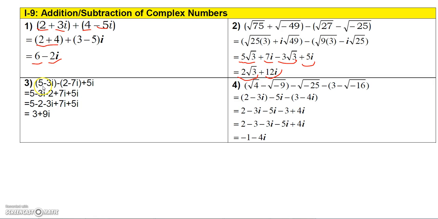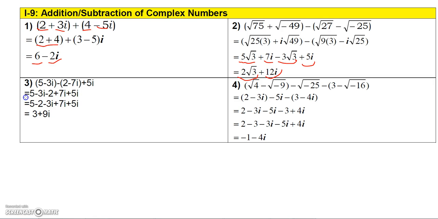Now on this one, I actually have 3 complex numbers. I've got 5 minus 3i, minus the complex number 2 minus 7i, and then plus the complex number 5i. So let's remove our parentheses. Here we can just write down the 5 minus 3i. Here when we remove the parentheses, we have to distribute the negative. So we have a minus 2, and then a minus times negative 7i would give me a plus 7i, and then I'll just bring the 5i down.